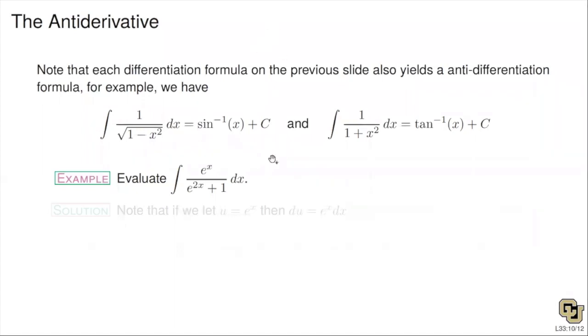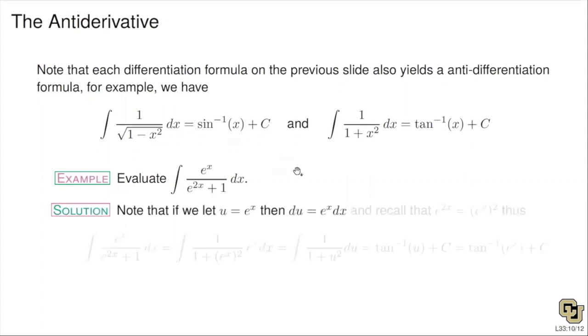So take a look at this problem. It's the antiderivative of e to the x over e to the 2x plus 1 dx. This is a tricky problem, and we kind of have to learn from this example. So here, the trick is to let u equal e to the x. And I know that doesn't seem obvious, but the reason I'm doing that is because the e to the 2x, I can write as e to the x, squared.